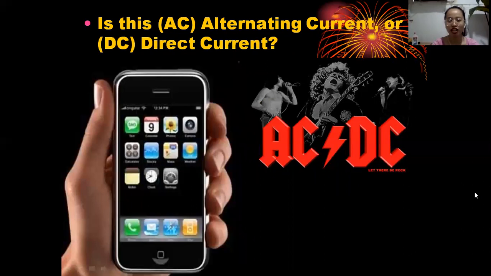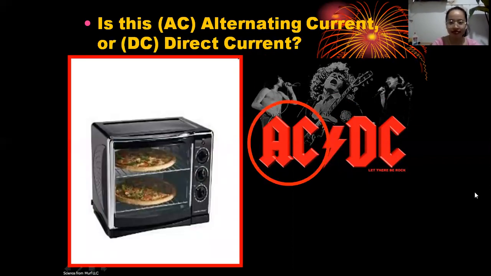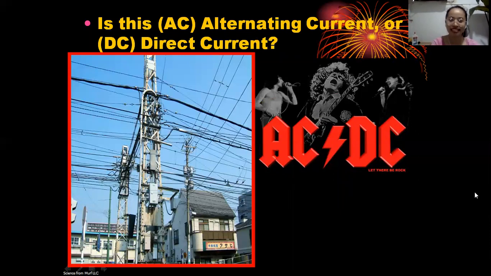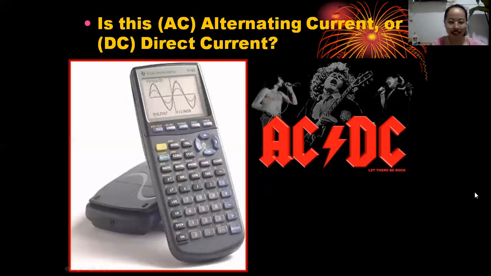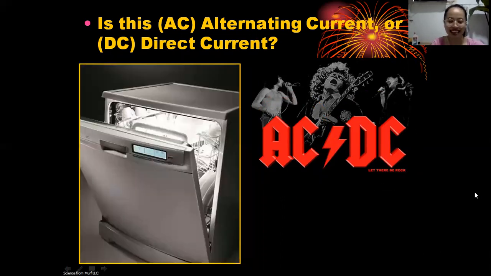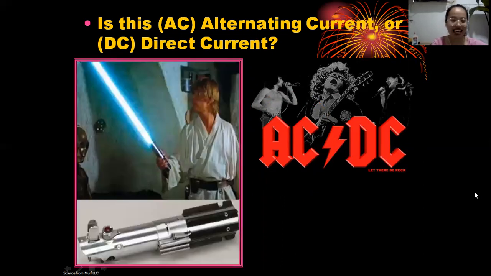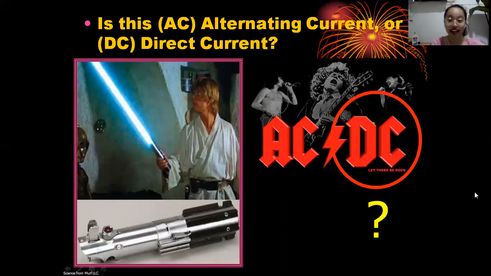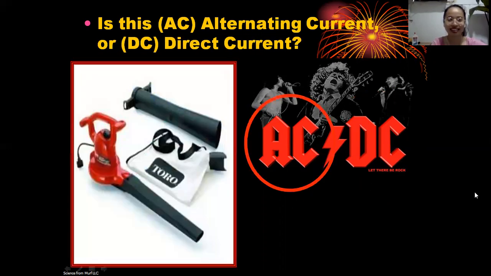How about this one? Your cell phone. It's DC. How about that one? AC. Very good. How about that one? Okay, it's the AC. How about that one? AC, very good. How about your calculator? DC. AC, your flashlight, or it's laser. DC, how about that one?